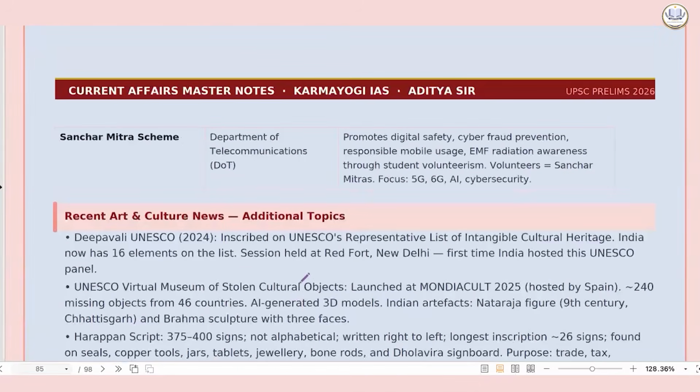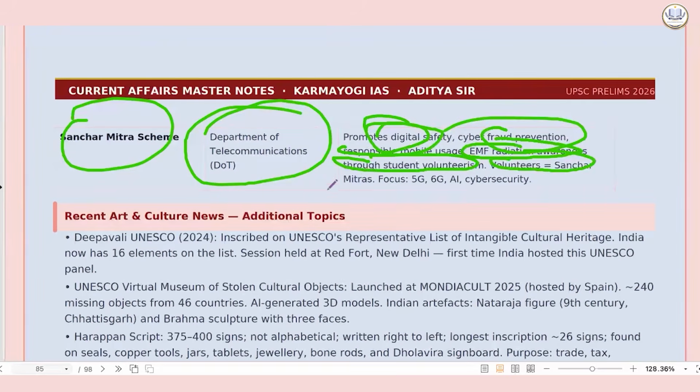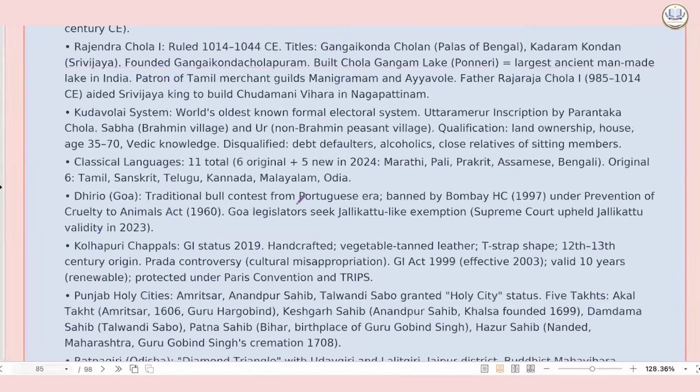Then we have the Sanchar Mitra scheme, Department of Telecommunications, which promotes digital safety, cyber fraud prevention, responsible mobile usage, and EMF radiation awareness through student volunteers. The Sanchar Mitras focus on 5G, 6G, AI, and cyber security.